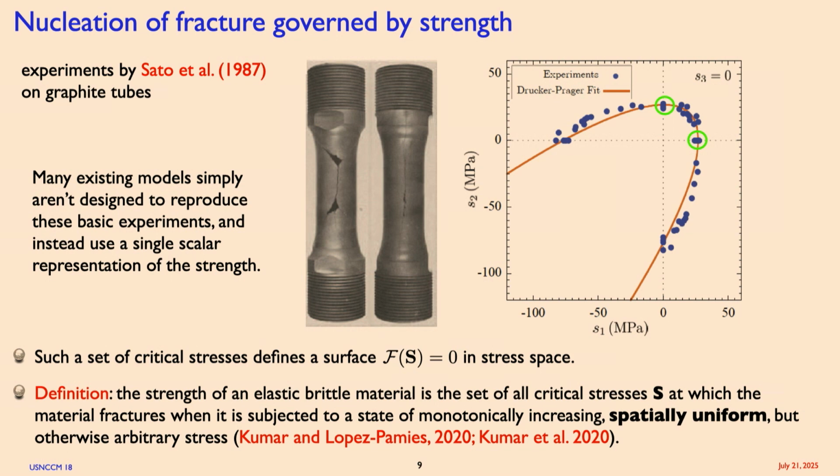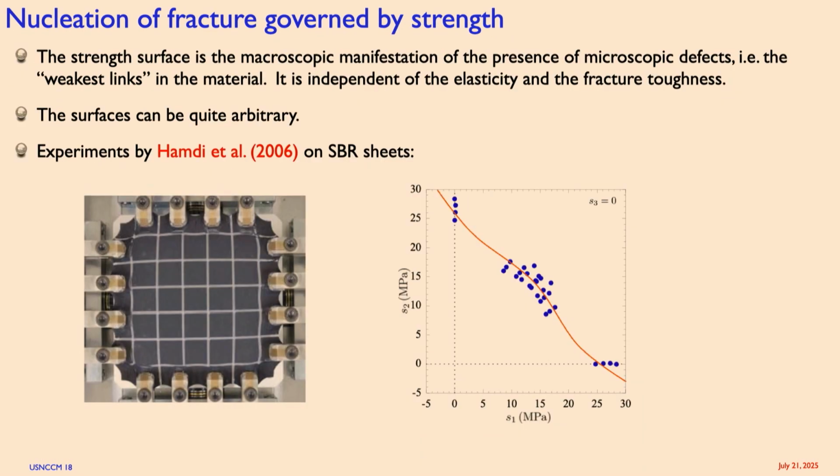Now I want to talk about just a few more comments before I get to Griffith. So how do we understand strength? What is it physically? It's at the macroscopic level, it's a material property. And it's the manifestation of the presence of microscopic defects, right, the weakest links of the material. It's independent from its elasticity, and it's independent of its fracture toughness, okay? So this is something you have to measure for the material, and it's a material property.